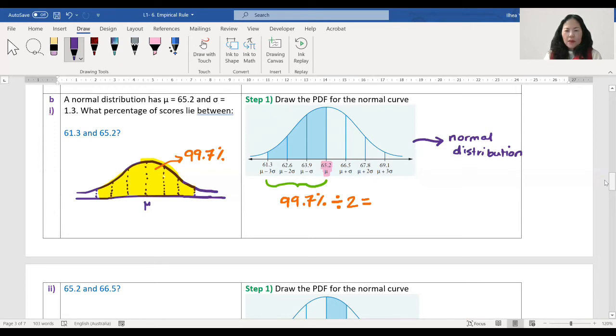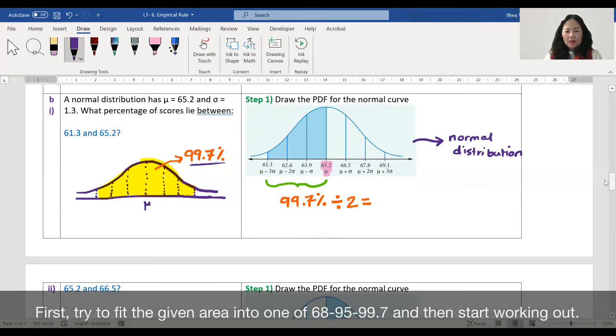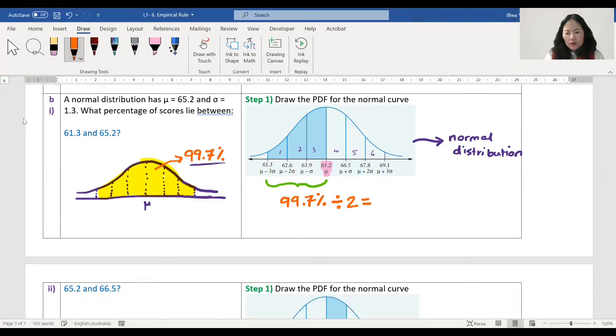Okay, so the best thing is if this was a whole 6 areas, I'm talking about this, I think it was a 1, 2, 3, 4, 5, 6 part, and if it was a whole 6 of them, it's definitely 99.7%, isn't it? Because it's the plus minus 3 section, but it's only half of it. So I'm just going to do 99.7% divided by 2, and half of that will give me 49.85. And don't forget to put percentage. Okay, so that's what we're going to get.